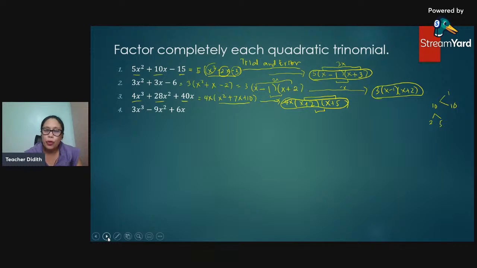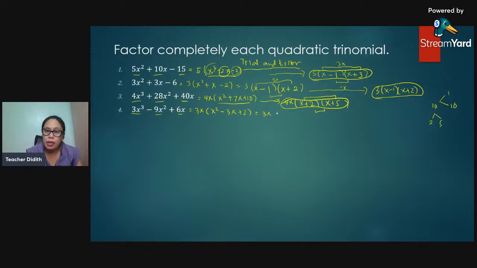Again, for the fourth example, we still have a common factor. So we'll work on the GCF between each of these terms. The GCF is 3x. And then we divide each term here by 3x. So we have 3x cubed divided by 3x, so we have x squared. And then negative 9x squared divided by 3x, so we have negative 3x. 6x divided by 3x, we get 2. Okay, so we have now the second factor, which is a quadratic trinomial again. So we're going to work on the factors.